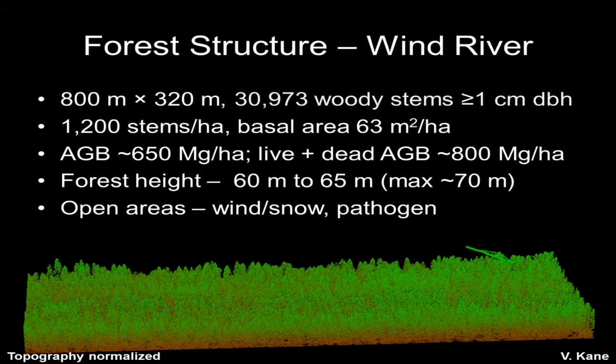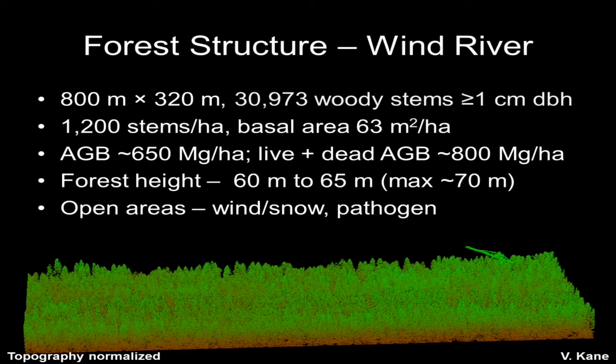This one has got 31,000 woody stems that have been mapped. It's about 1,200 stems per hectare. That's at a 1 centimeter cutoff. You might be more familiar with a 4-inch cutoff. There'd be half as many stems at that cutoff. Biomass is very large in these forests, 650 megagrams per hectare live, about 800 live and dead.